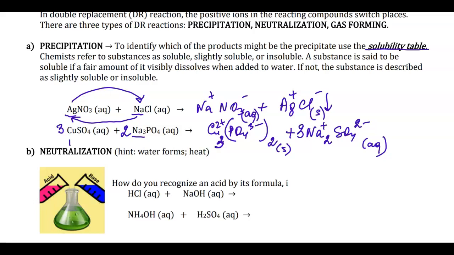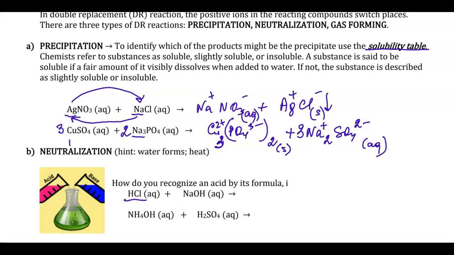Okay, and keep going. So the second type of double replacement reactions is neutralization. It's a reaction between acid and base. So acid, how do you recognize acid by its formula? Usually inorganic acids have H at the beginning of their formula.